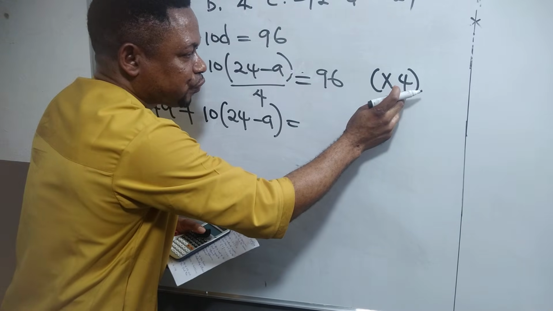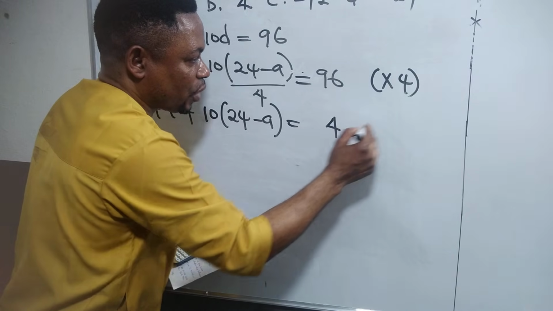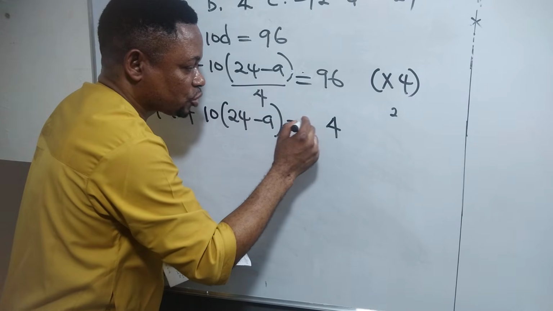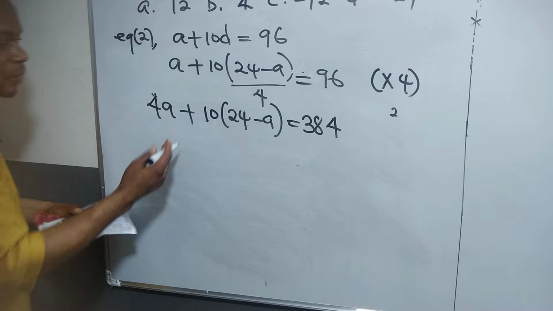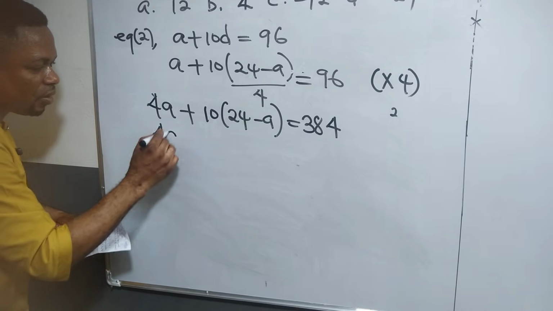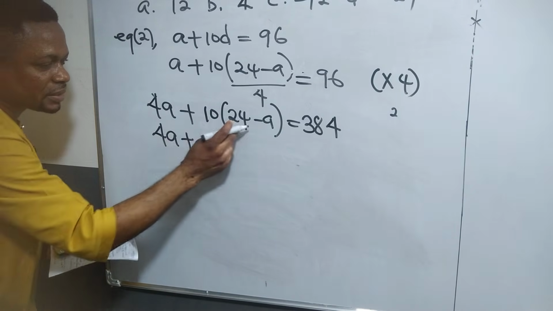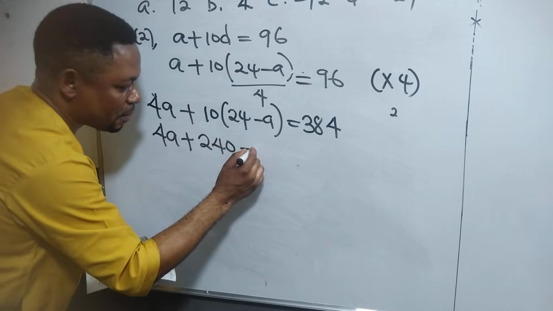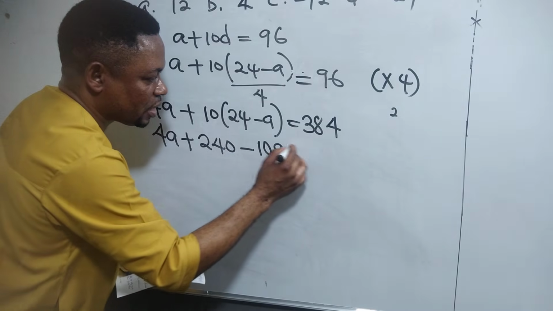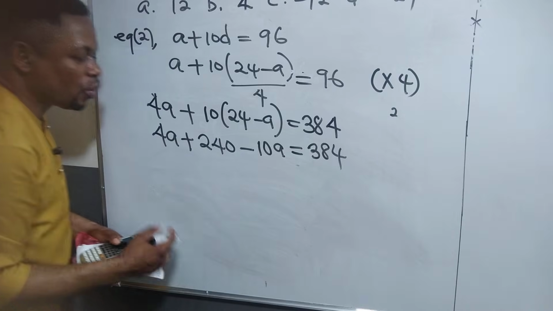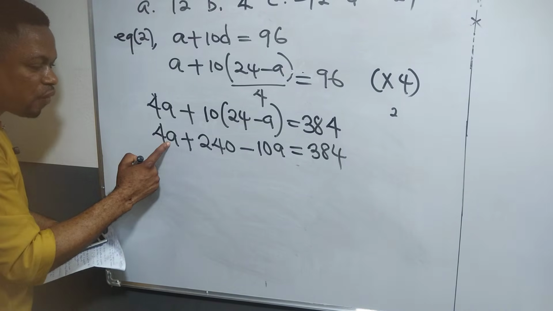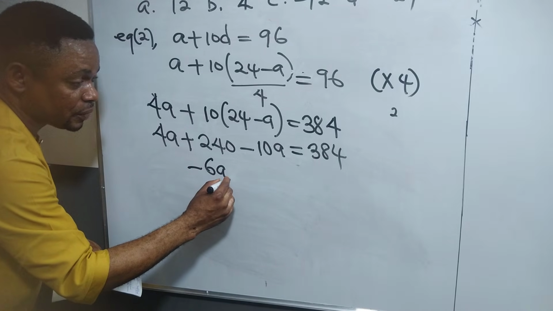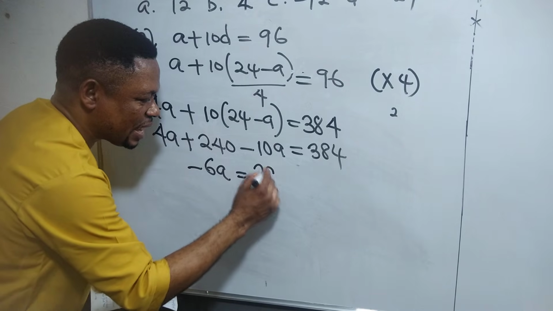4 times 6 will give us 24. Put 4, carry 2. Then 4 times 3 will give us 12, and 12 plus 2 will give us 14. Oh my goodness, the A is visible now. Can I say 4A plus, open the bracket. This times this will give you 240. 10 times 24 is 240. Minus 10 times A will give you 10A. Collection of like terms. 4A minus 10A will give us minus 6A, then equal to 384.